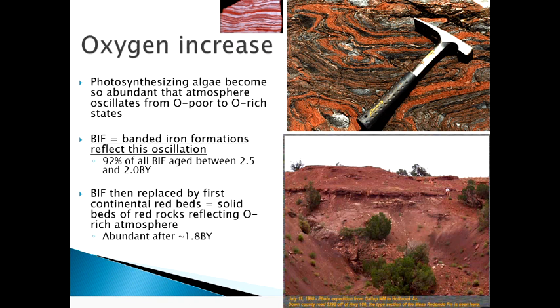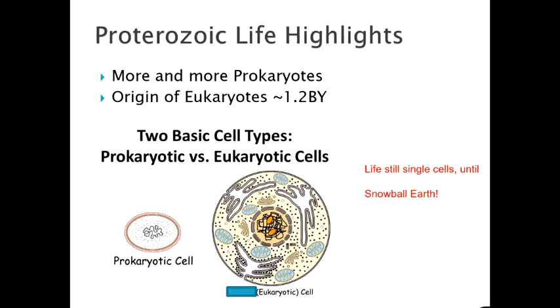So notice, think about this. We went from pyrite in the Archean to BIF in the early Proterozoic to red beds in the later Proterozoic. Iron poor, transitional, iron to iron rich. The rocks give us evidence of this change in the atmosphere.